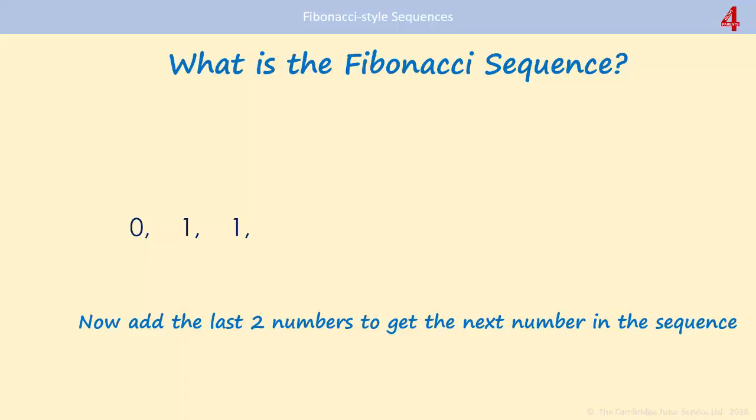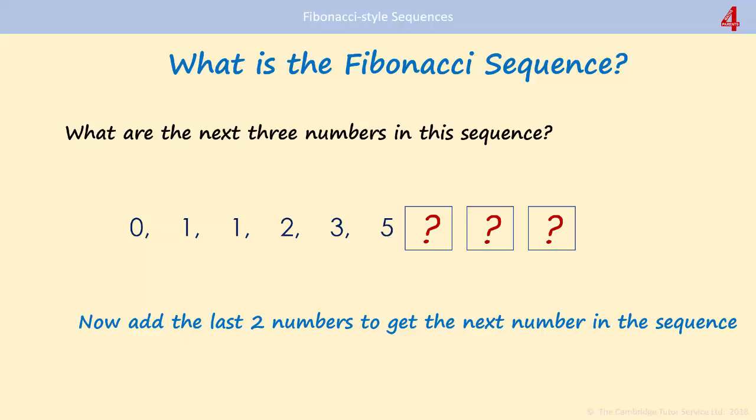So 1 add 1, that's 2. Now we add the last two numbers to get the next number, and 1 and 2, that's 3. And now we add the last two numbers, 2 and 3, that's 5. See if you can find the next three numbers in the Fibonacci sequence. If you want to pause the video here and have a go.